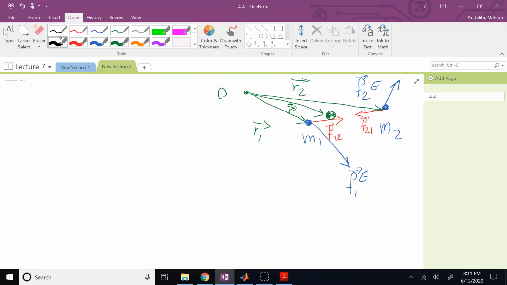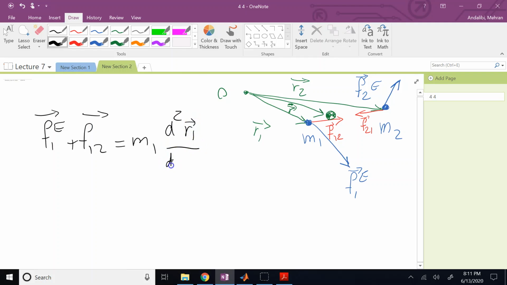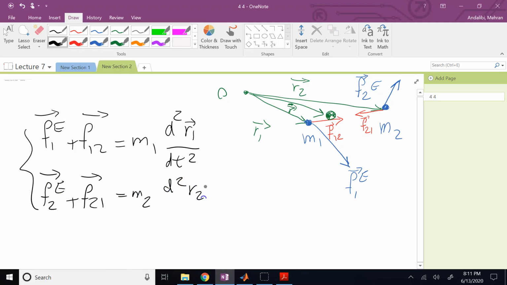Okay, so if I write second law of Newton for particle 1, it is going to be F1E plus F12 is equal to M1 d squared R1 over dt squared. And then similarly for particle 2, it is going to be F2E plus F21 is M2 d squared R2 over dt squared, right? So these are the equations for these two particles. And now you might wonder what happens if I add these two together. What do you think?